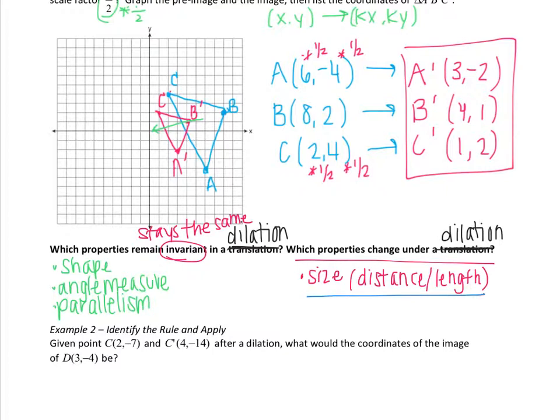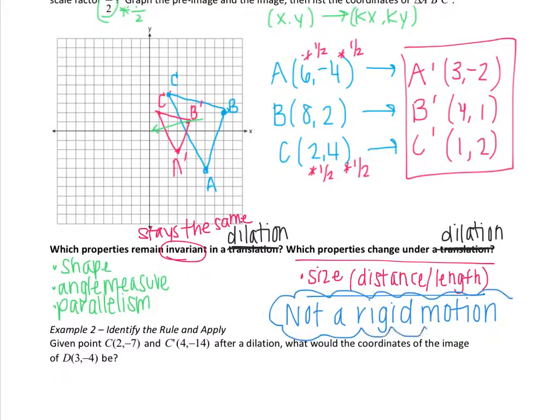So because the size does not stay the same, this is not a rigid motion. Remember looking back at that vocab from the beginning of this unit? A rigid motion is something that preserves or keeps distance, and a dilation does not keep distance, so a dilation is not a rigid motion.